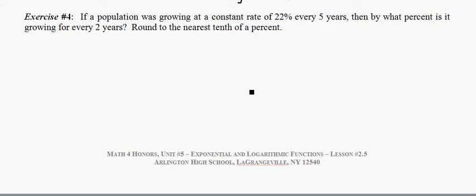Some of you probably figured this out, how to do it all in one calculation. I'm going to write down the one calculation, and then we're going to talk about it. So I get to multiply by 1.22 every 5 years. If I want to figure out what I get to multiply by every 2 years, I'd raise that to the 2/5. That would be 1.0827, etc. Messy number.